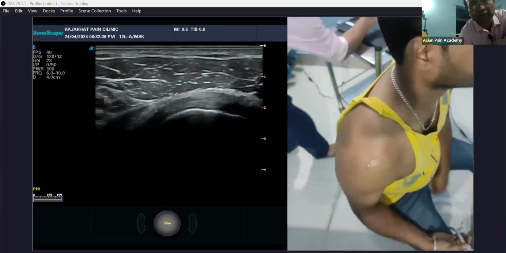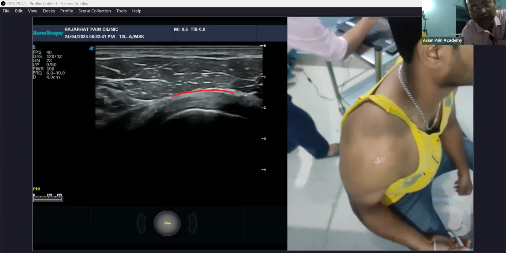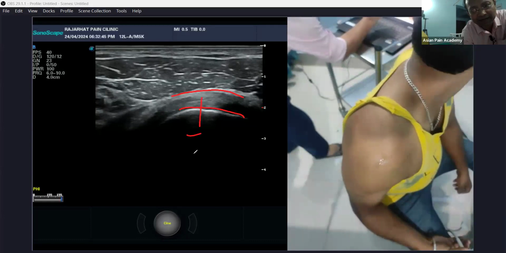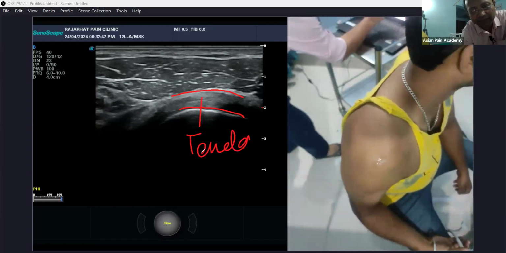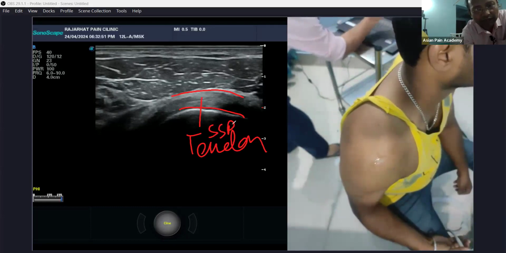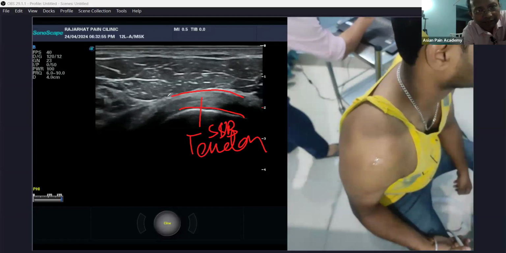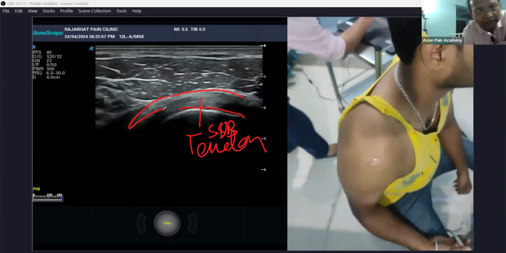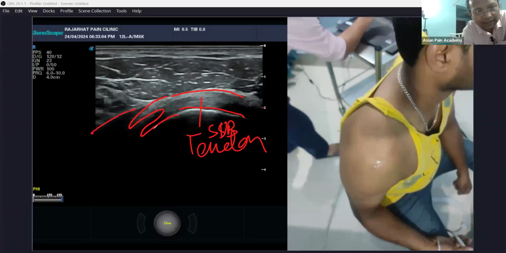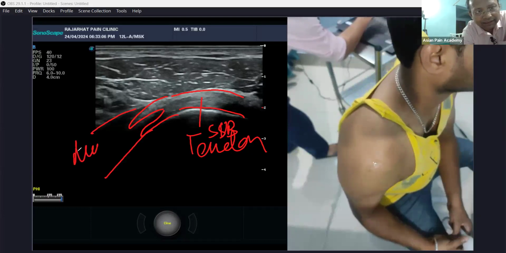So these areas are actually the main tendon part, the subscapularis tendon. But then here you can see this part is white, black, and then white, like that, because this side is muscle, this side is muscle.